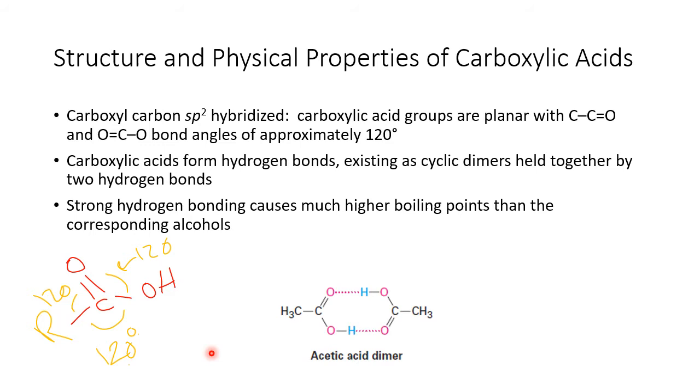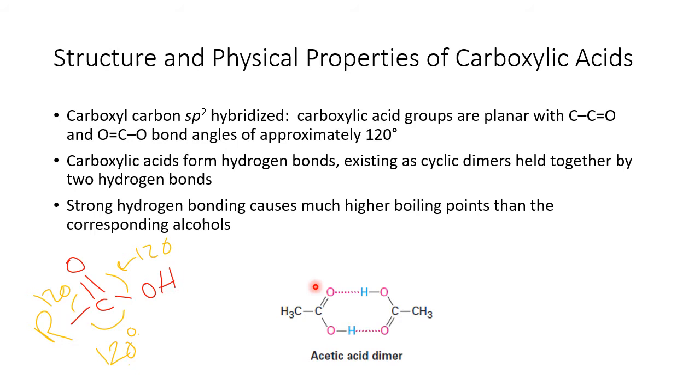The reason is that two carboxylic acid molecules can make a dimer. They can make two hydrogen bonds with each other. This is an example of that dimer formation, the acetic acid dimer. These are acetic acid molecules. Each has a hydrogen that can make a hydrogen bond with the oxygen of the other molecule, and the other molecule's hydrogen can make another hydrogen bond with the first molecule. So there are two hydrogen bonds between two molecules.